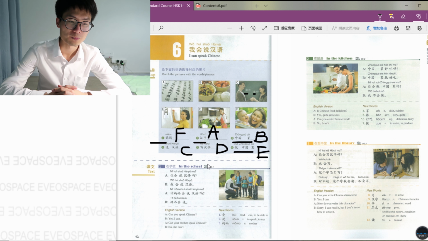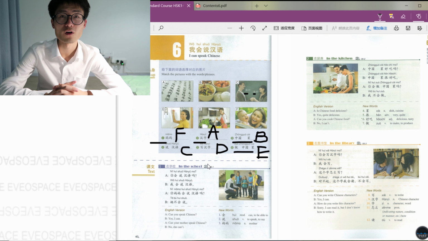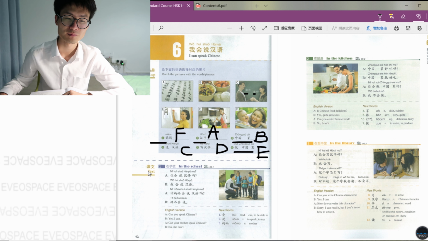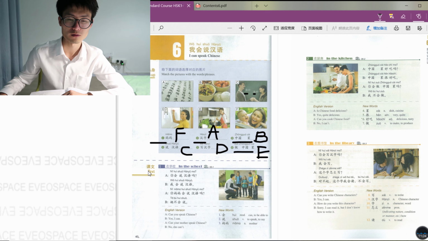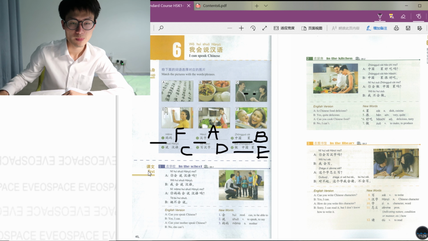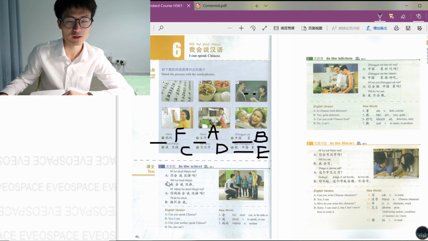Now, let's move on to the text. In the school. Let's start with person A.